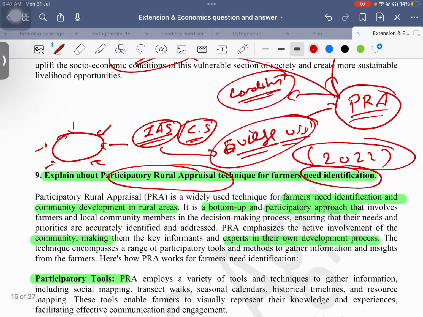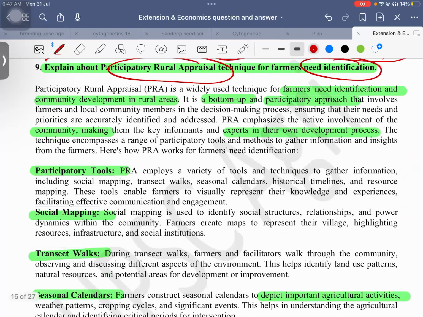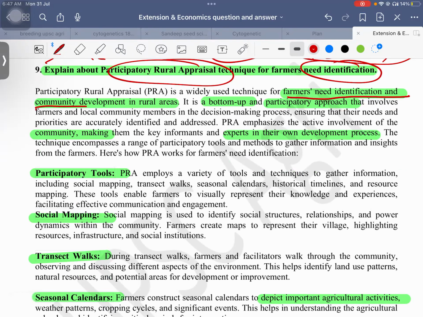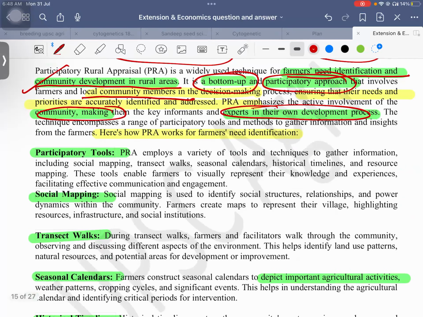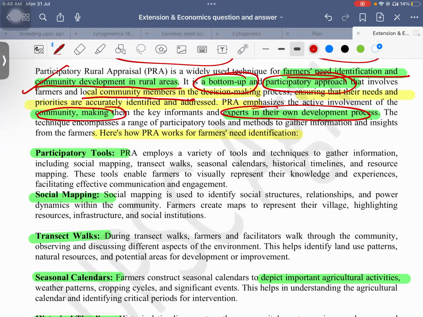So this is farmers' need identification for community development in rural areas. It's a bottom-up, participatory approach in which we involve the local communities in decision making, ensuring their needs and priorities are accurately addressed. Here is how we do PRA. The community and experts will also be there, because we have our own experts and the farmers also act as experts for us in that village. They are the ones who know what the issues are.